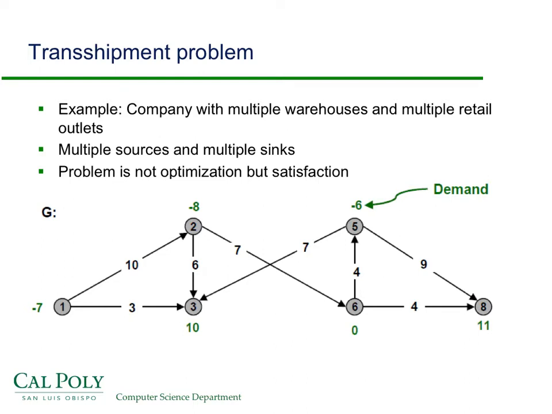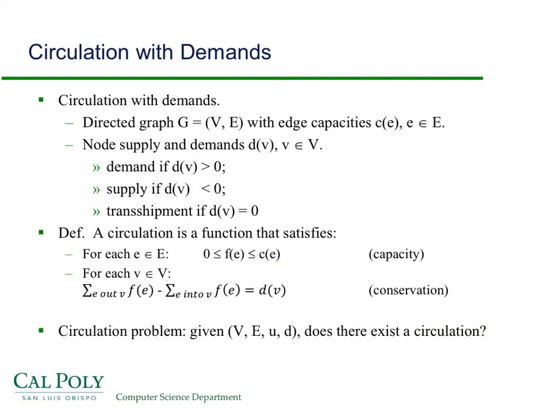And so typically this would model multiple warehouses and multiple retail outlets. And the idea is that you'd want to ship from all the warehouses and get exactly what you need, which is the equivalent of what the warehouses supplied at the retail outlets. This slide is the formal definition. You can look at this.